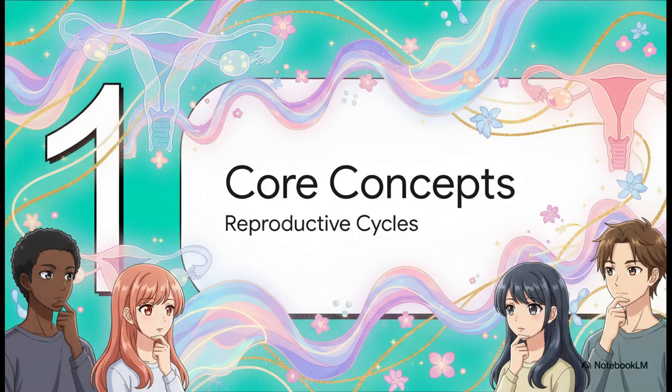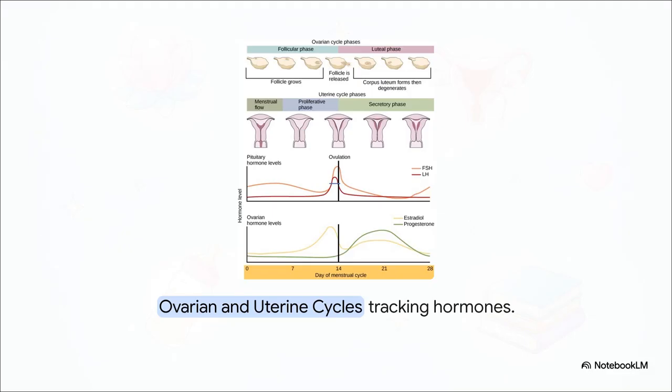Moving right along to our first section, Core Concepts, Reproductive Cycles Simplified. What's really cool to see here is how tracking these hormones aligns so perfectly with the physical changes happening in the body. If you consider the anterior pituitary hormones, that's the FSH and LH up top, and then the ovarian hormones, the estradiol and progesterone below, there's a clear pattern.